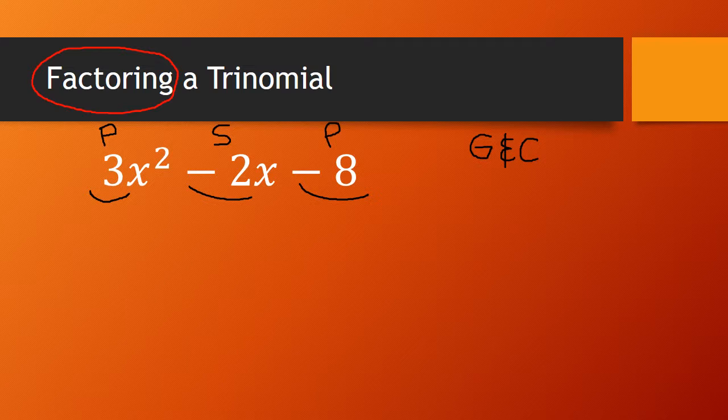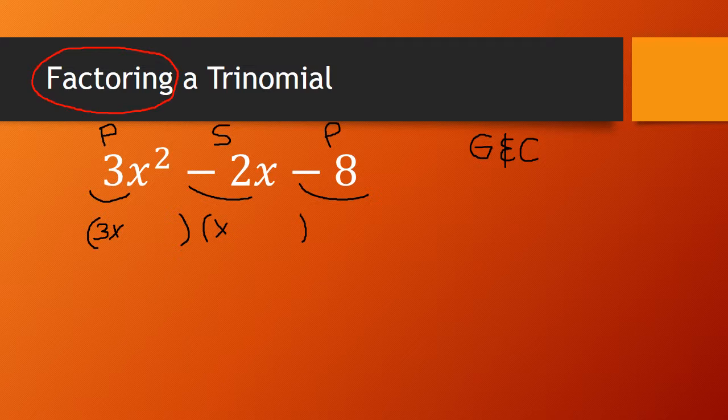So I have to think, let's work with the first numbers. I have to think of two factors which, if I multiply, I get 3 to use in my binomials. I know that 3 times 1 is 3, which means that my choices for the first terms can be 3x and x.